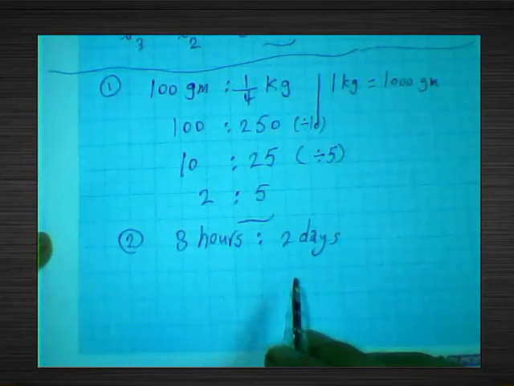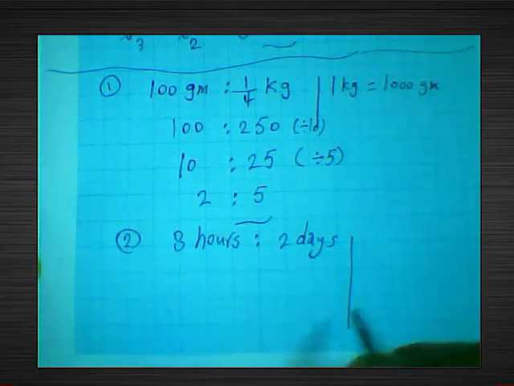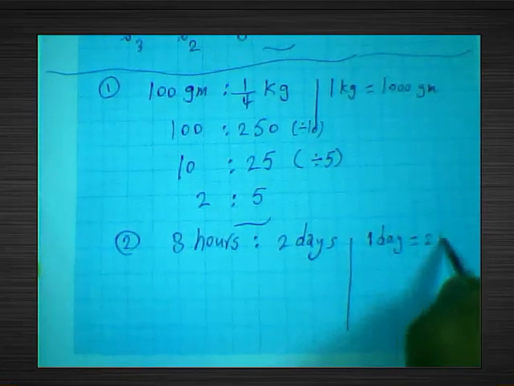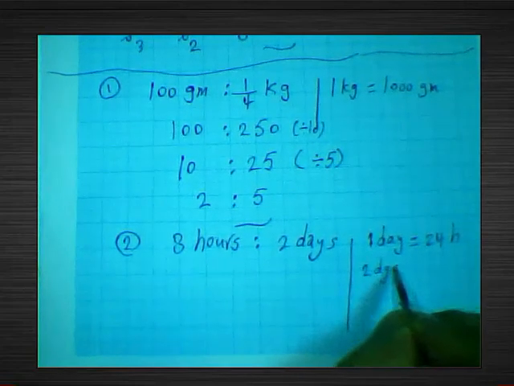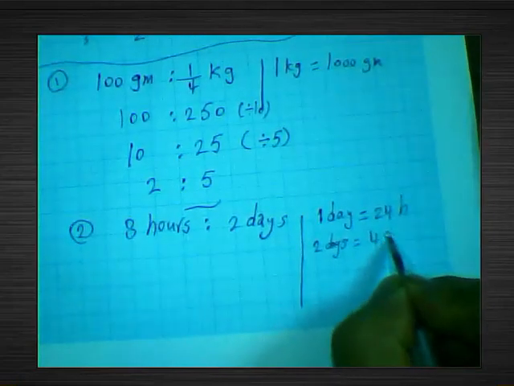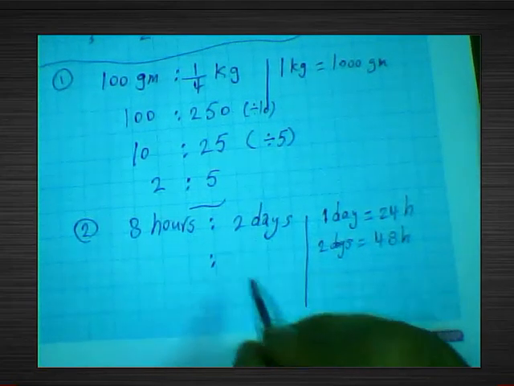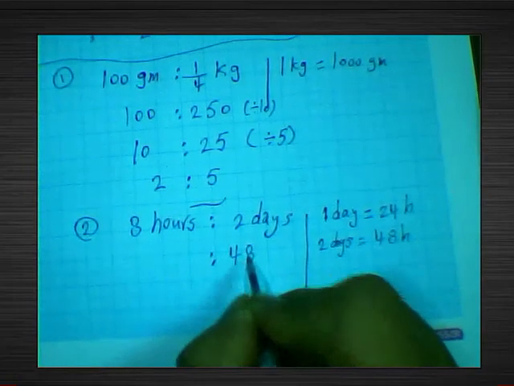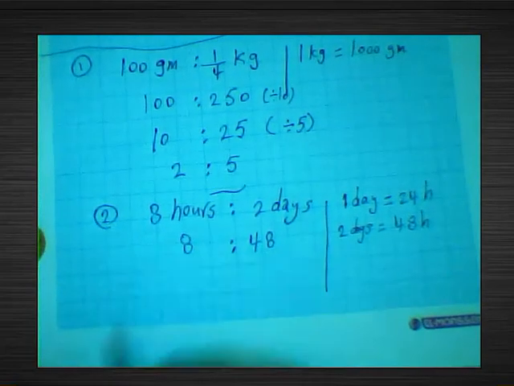2 days. 1 day equals 24 hours. We know that 1 day equals 24 hours, and 2 days equal 48 hours. So we will convert from days to hours. 2 days equal 48 hours, because 1 day equals 24 hours. And we will write it here. Who can solve it?